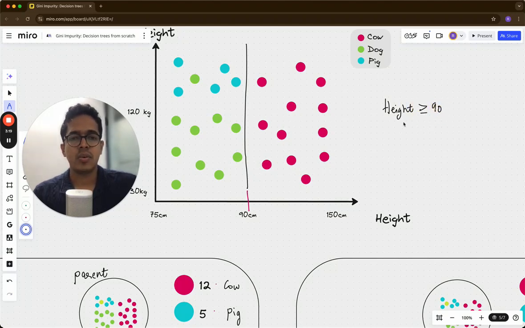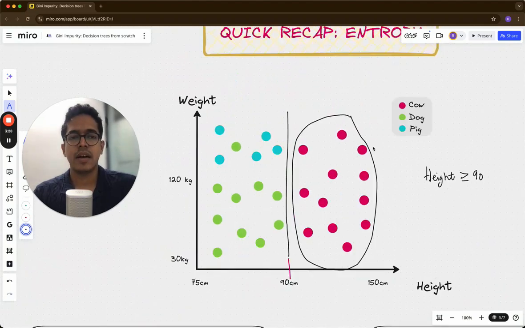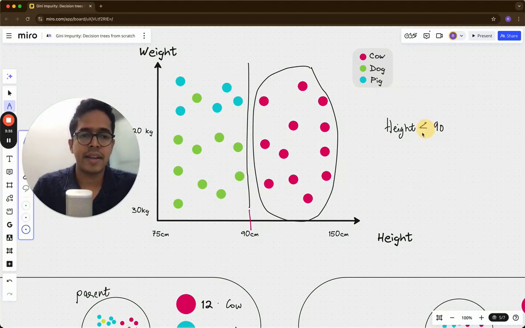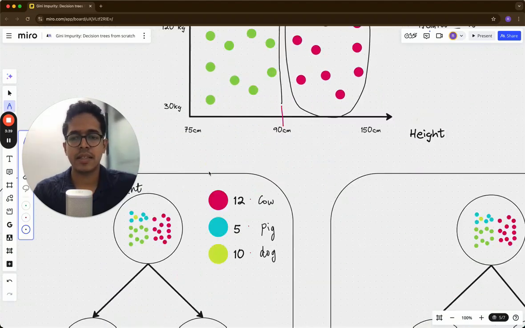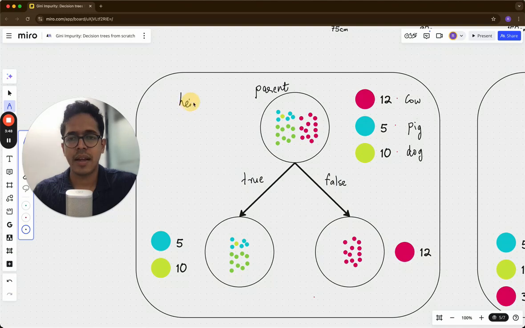If this condition is true, then all these data points follow that condition. They will go to one side of the branch. In fact, true is going to the left side, so maybe I can write it as less than or equal to. If height is less than or equal to 90 and this condition is true, then all these animals satisfy this condition. They go to this true branch, and the rest of the animals go to the false branch. And what is the condition? Height less than or equal to 90.